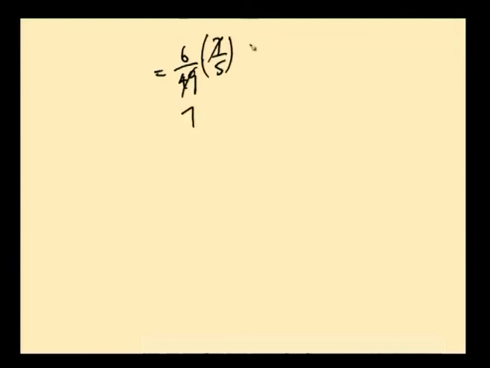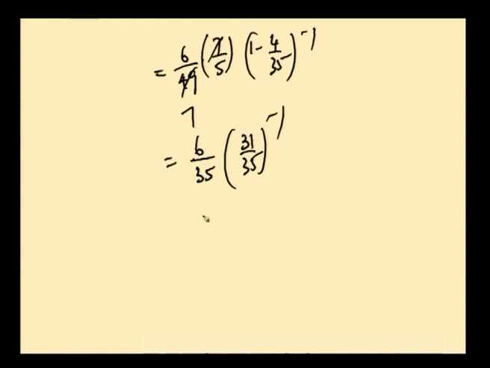7 gets cancelled and this is 1 minus 4 by 35 whole power minus 1. So, 6 by 35 into 31 by 35 whole power minus 1. Just reverse: 6 by 35 into 35 by 31, 35 gets cancelled and the answer is 6 by 31.